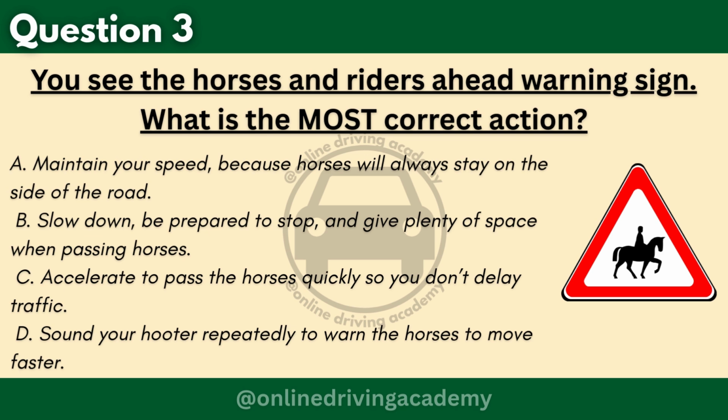Obviously, that's going to make the horse startled and scared. Now, this is going to cause the horse to run onto the road and, quite possibly, onto oncoming traffic, which will kill that horse and the rider. Therefore, option D is going to be incorrect.